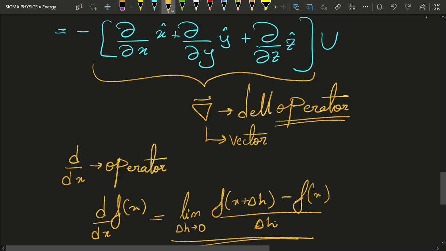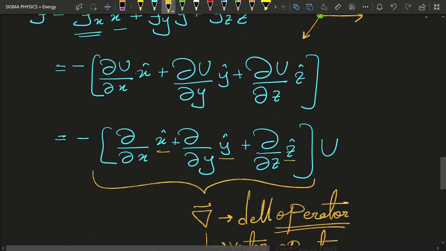And that is what makes the del operator so very special. This del operator is a vector operator. That is, it is an operator and also a vector, because you can see that it has these unit vectors over there. And hence, the del operator is a vector operator.